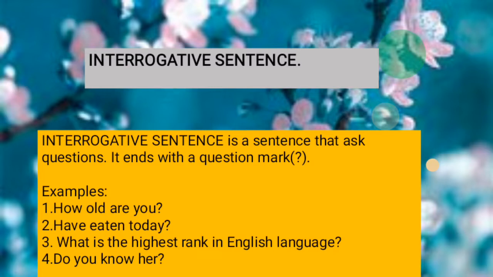Example 1. How old are you? You can see that the statement is questioning something and demanding an answer from that person. 2. Have you eaten today? This one is also questioning. 3. What's the highest rank in English language? It's also a question. Do you know her? So you can see that these interrogative sentences ask questions on something and it always demands an answer.